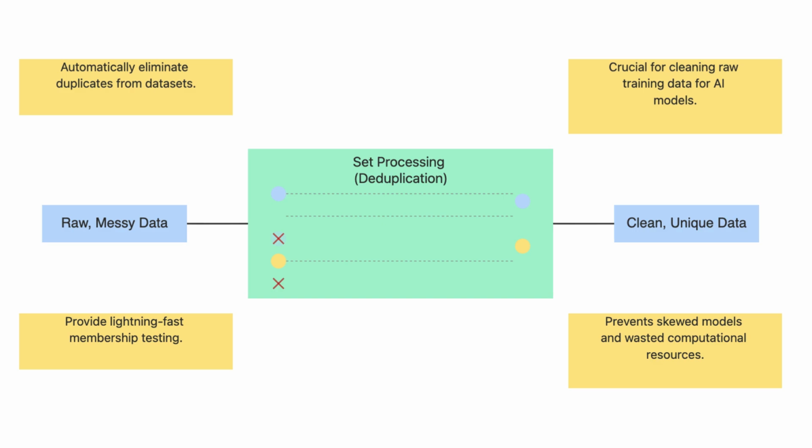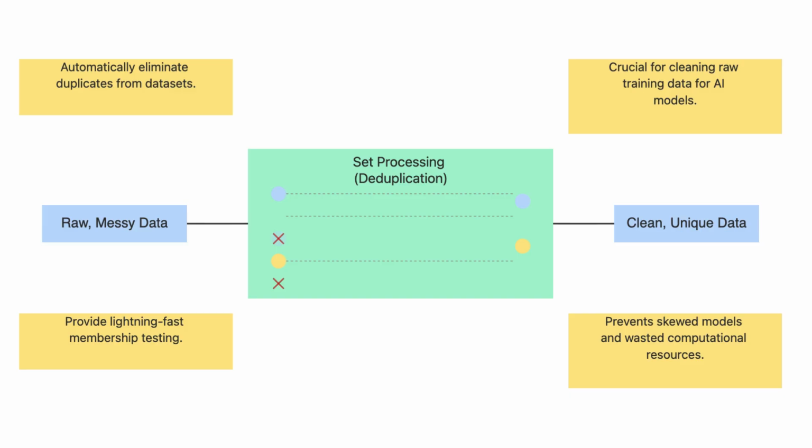Beyond deduplication, sets also provide lightning-fast membership testing. This means checking if a particular item exists within a set is incredibly quick, regardless of how large the set is. Compare this to checking an item in a list, which can become painstakingly slow as the list grows. In AI, this speed is invaluable when you need to quickly verify the presence of specific features, categories, or keywords within massive datasets.